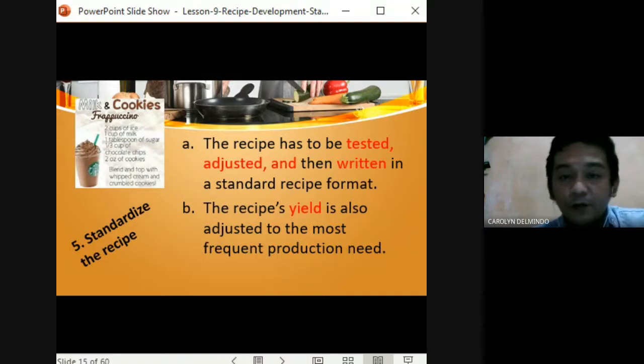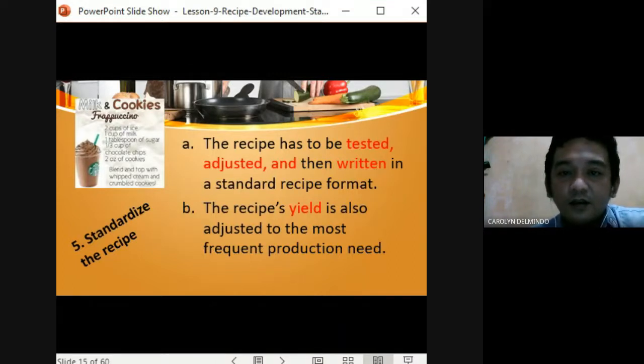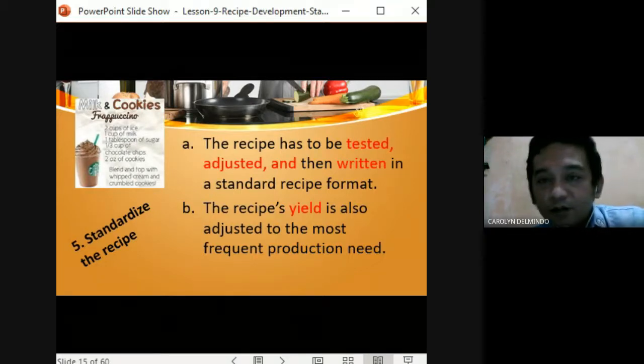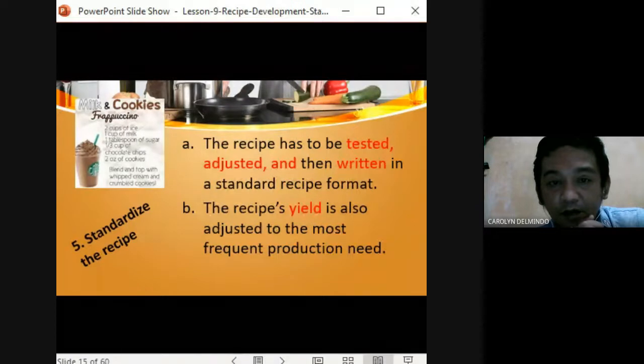Okay, did anyone work in a restaurant, fast food, or any food establishment? Is there a working student here who worked in a food establishment, catering, or fast food? Is there any? Did anyone work in a food establishment? Okay, it seems none. Sige.